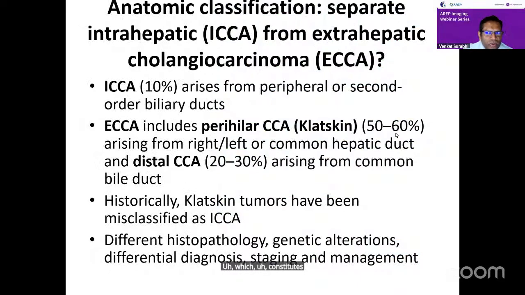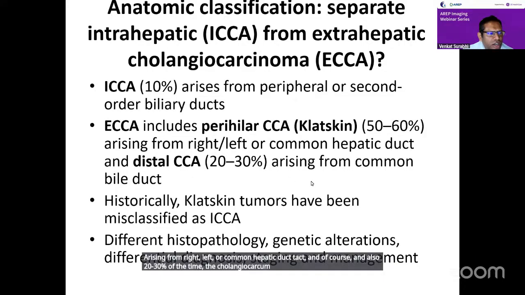Perihilar constitutes 50 to 60%, arising from the right, left, or common hepatic duct. And of course, 20 to 30% of the time, the cholangiocarcinoma arises from the distal common bile duct.